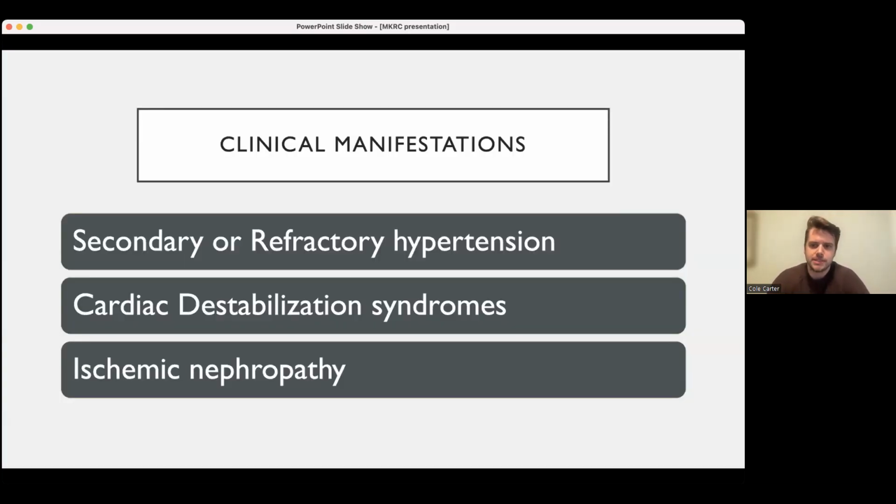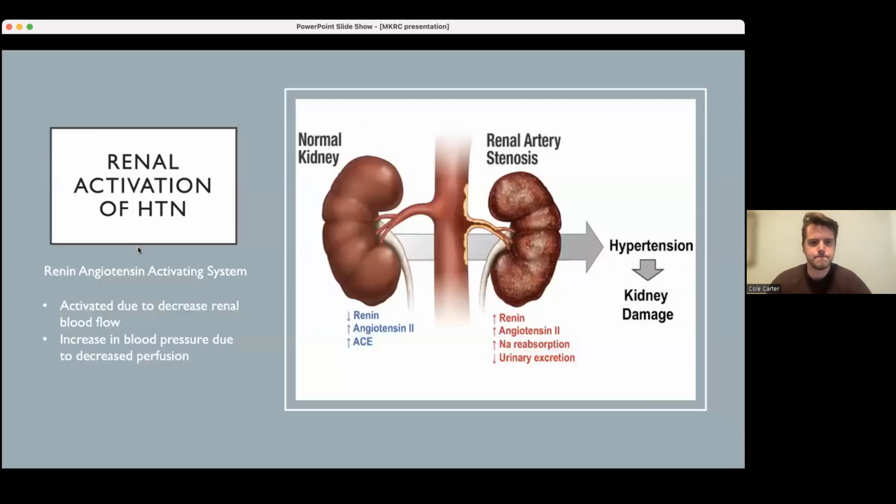So clinical manifestations that we're primarily concerned about with renal artery stenosis, the first one being secondary or refractory hypertension. We kind of briefly already touched on that one. So moving on to cardiac destabilization syndromes, and then ischemic nephropathy. And over the course of the next few slides, I'm going to break down each one of these and talk about the mechanism of action of each one.